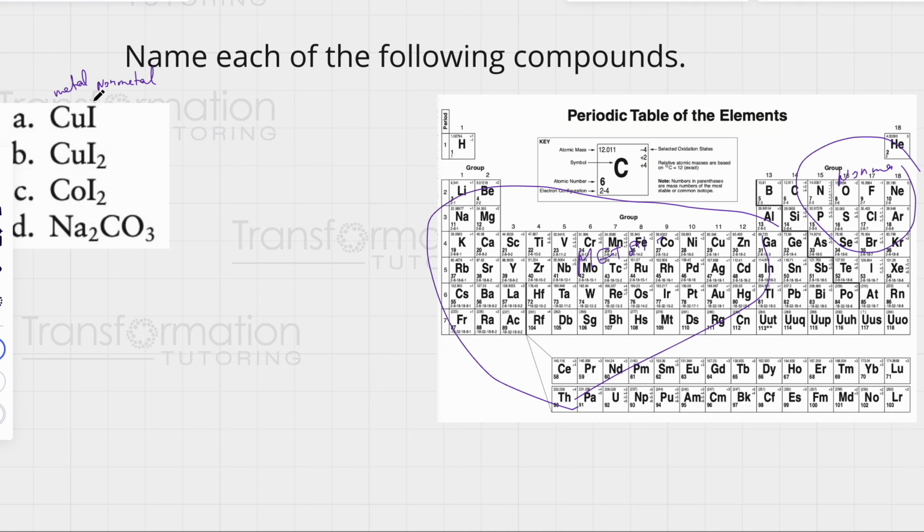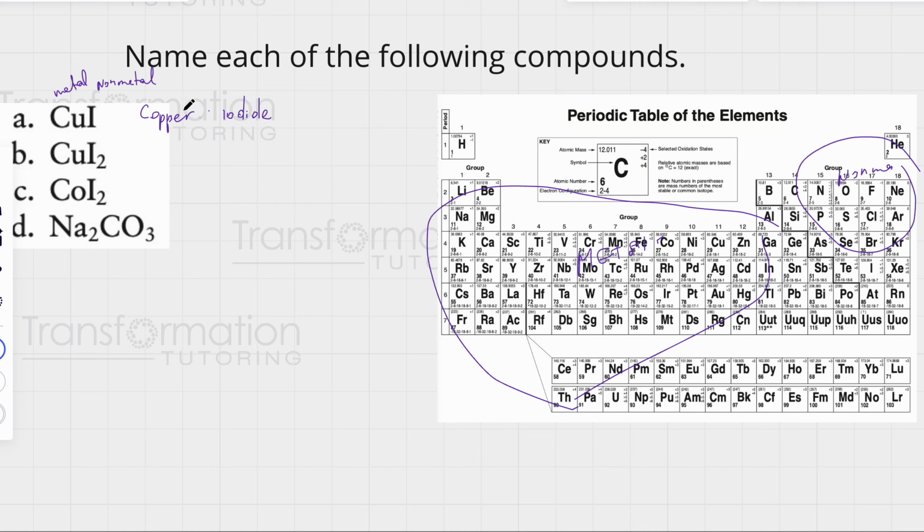How do we name ionic compounds that consist of a metal and a non-metal? We write the name of the metal, Cu is copper, and then we write the name of the non-metal ending in "ide." Here our name is iodine, but we have to end in "ide," so this is copper iodide.